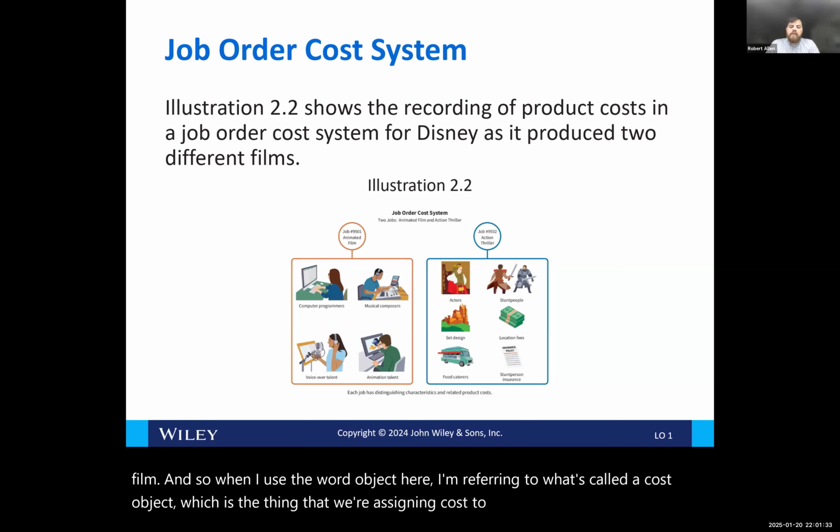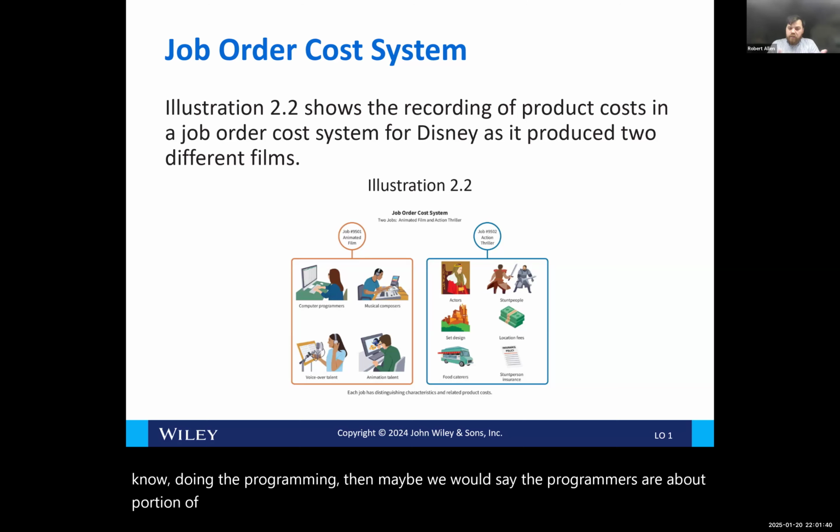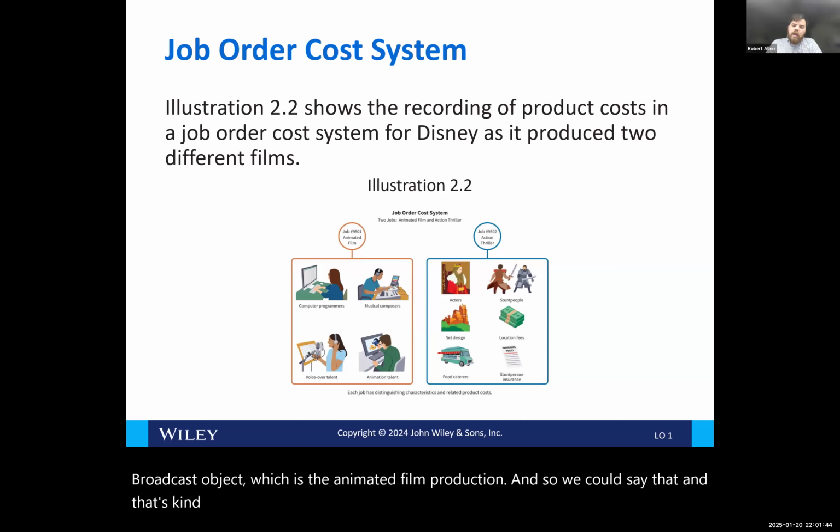In this case, if you're doing the programming, then maybe we would say the programmers are a portion of the overall cost object, which is the animated film production. And so we could say that, and that's kind of what that terminology would mean. You could see alternatively for a different type of project what that might look like on the right.